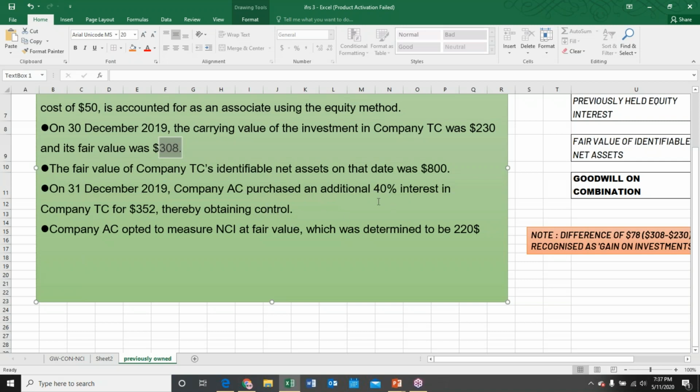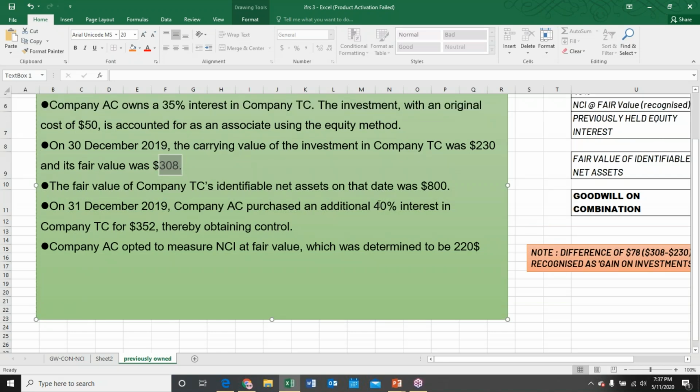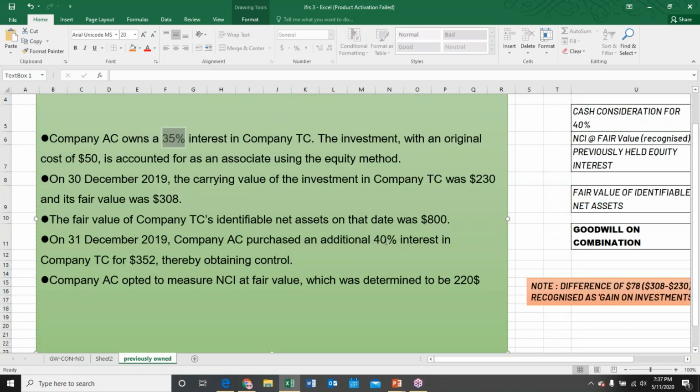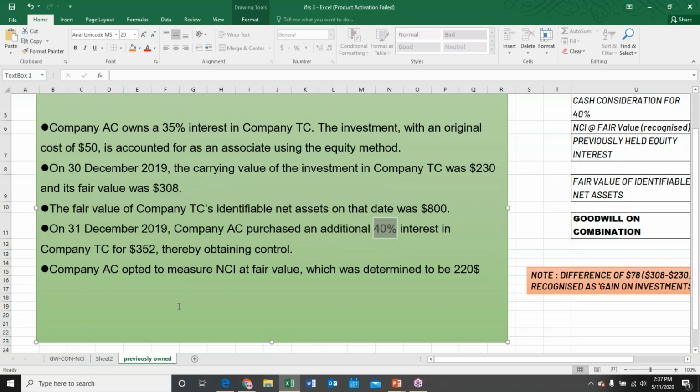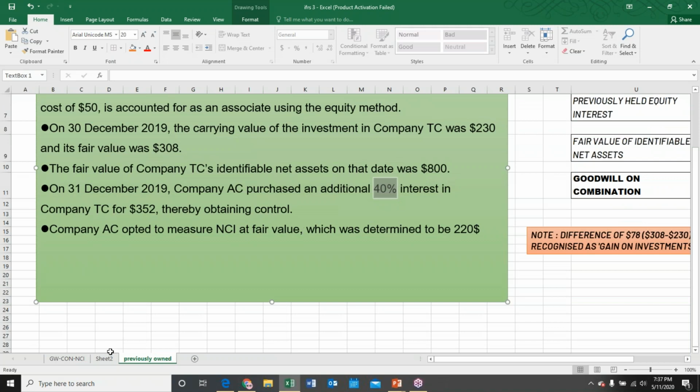Obtaining control means 35% I was already holding, and 40% I have additionally purchased. So now that comes to 75% of the total. I have obtained control over the acquiree, that is company TC. Company AC has actually obtained control over company TC. Company AC opted to measure NCI at fair value.